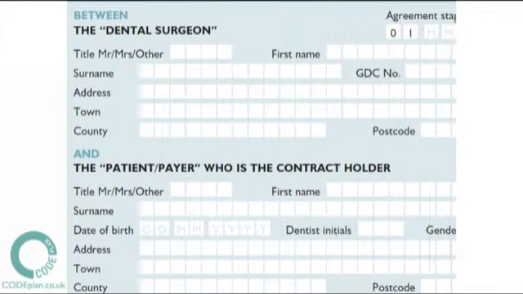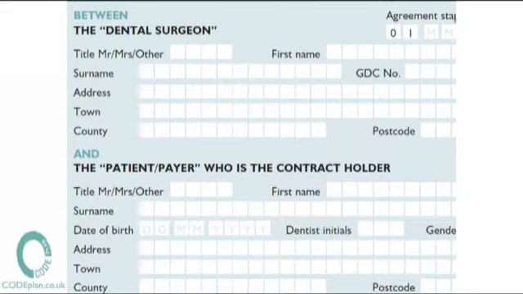In the next section, you've got the details for the payer, who is the contract holder, the person who is paying the direct debit. And the payer may or may not be a patient. Generally, the payer is a patient. But if the payer is paying for his or her family, then sometimes the payer isn't. And that's fine. So you fill in the details here of the payer.